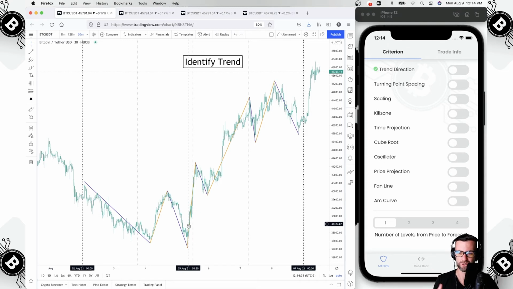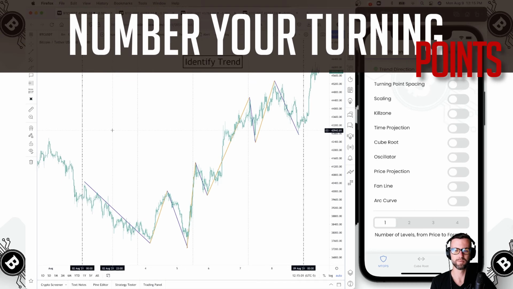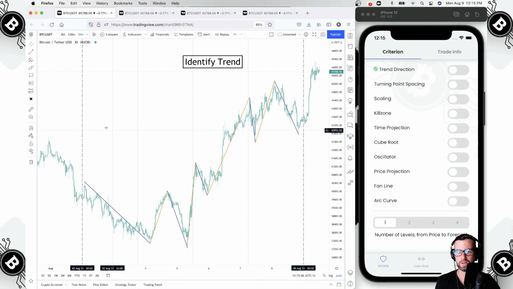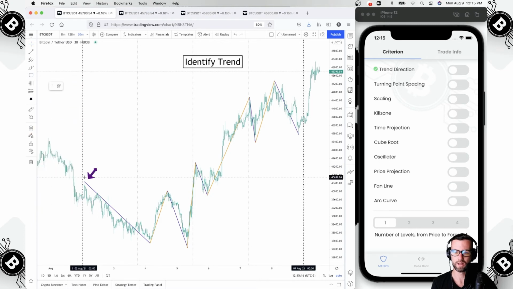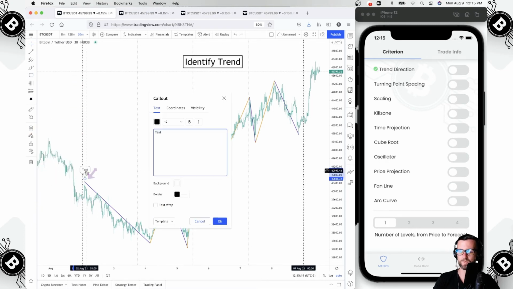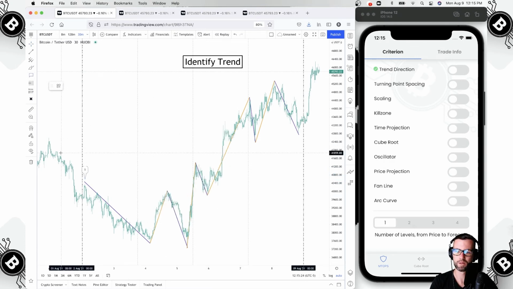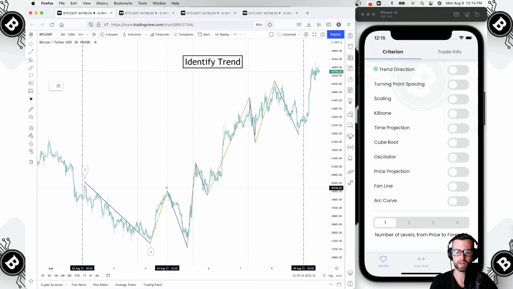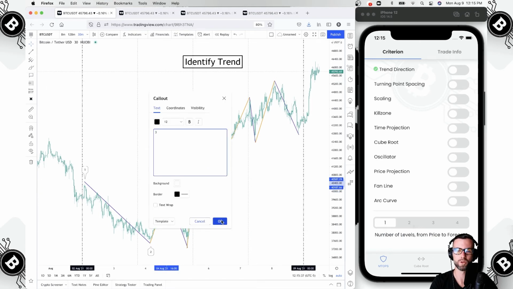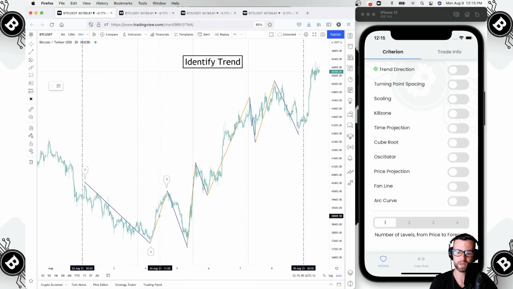So let's continue. We like to mark our turning points just so that we have a visibility of what is going to come next. So to do that for yourself, go to the left again, click on the arrow where my mouse is, go down to call out, and then put that in. And let's start. So this is turning point 1, the first high of the cycle. This is turning point 2, the second high of the cycle. This is turning point 3, the third turning point being a high of the cycle.